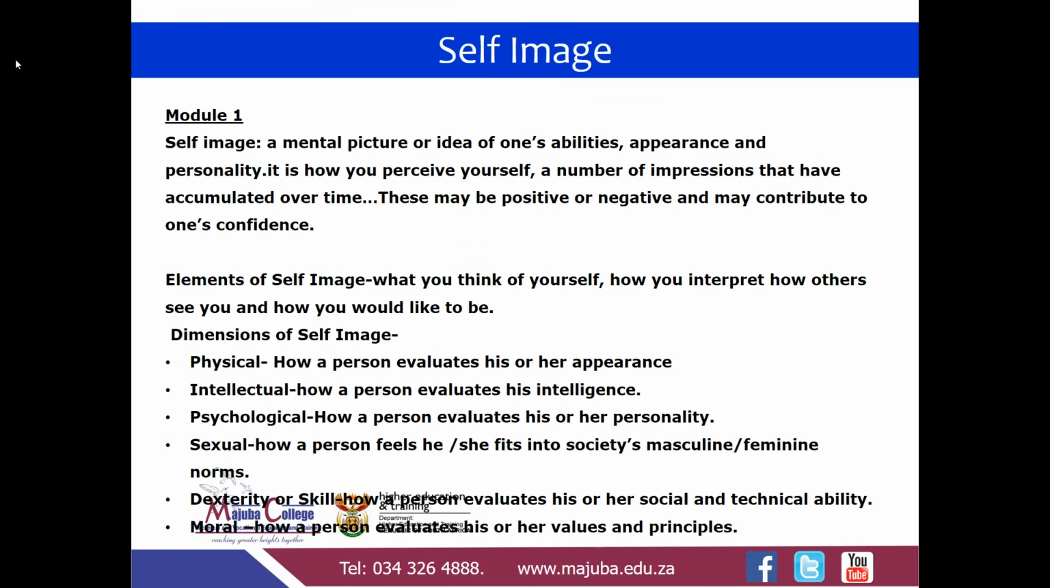We move on to dexterity or skill. How a person evaluates his or her social and technical ability. So here it refers both to social behavior as well as technical ability. We judge our social behavior and also our ability in terms of skills by comparing ourselves with those we live with. And we also look at how people respond to us, how people view us. The more successful we are in adapting our social behavior, the better we feel about ourselves, and that builds our self-esteem.